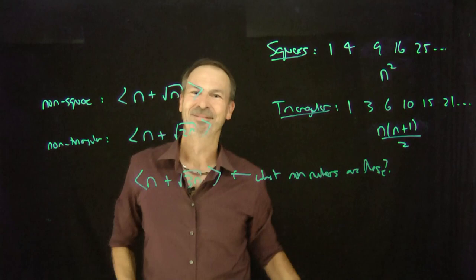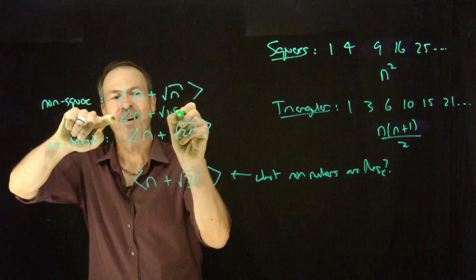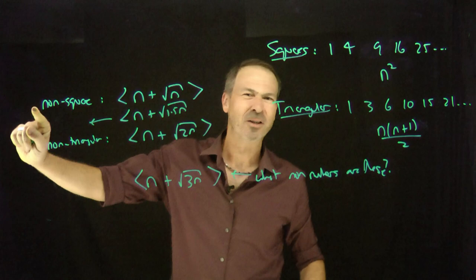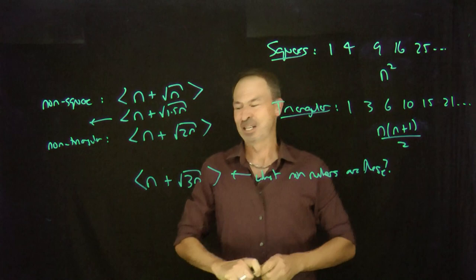And I kind of want to do something in between, maybe. What if I did say n plus the square root of 1.5n, halfway between 1 and 2? Are they somewhere between being halfway between non-square and non-triangular? What's in between the non-squares and non-triangulars? What's going on there? So it could be fun to play with other non-sequences of this type, if you like, and see if they have any nice geometric meaning. Lots of fun here.